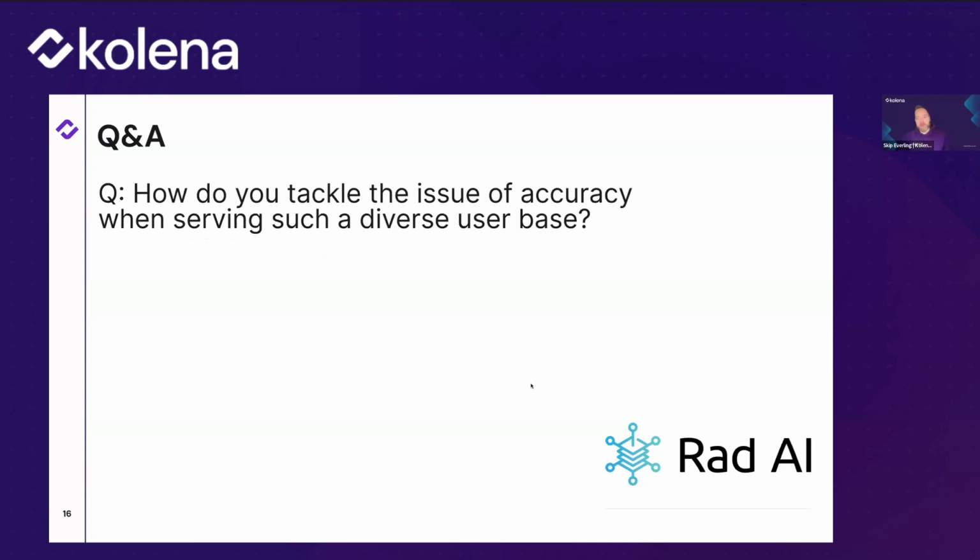So you have a very diverse user base. You have thousands of radiologists. Each one of them has a slightly different style. You showed some examples of how the same basic information is written differently by different radiologists. So what is your strategy for evaluating accuracy across a really diverse user base?